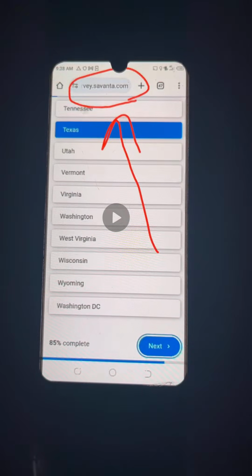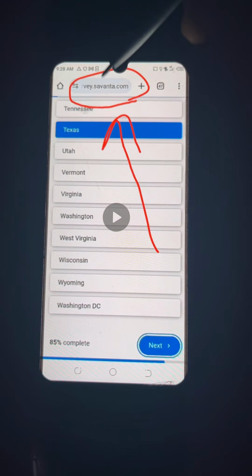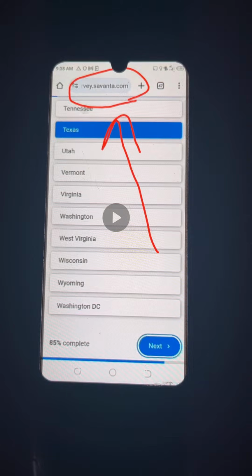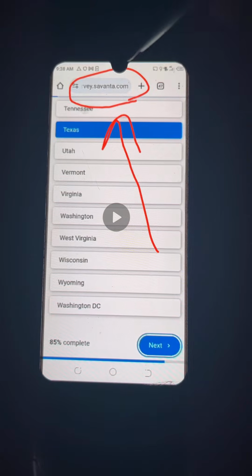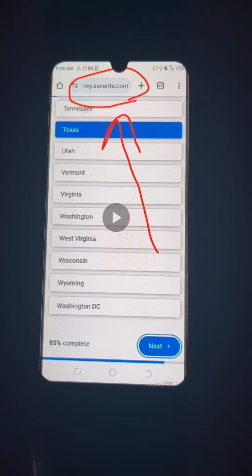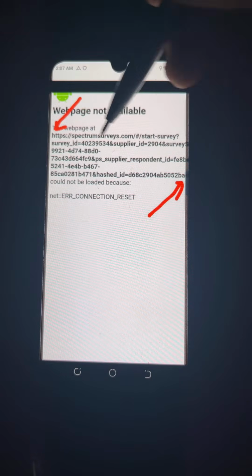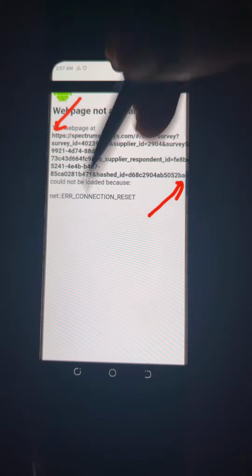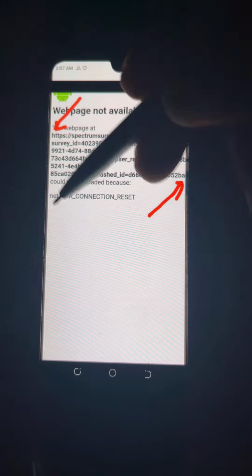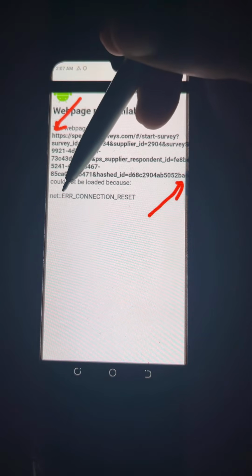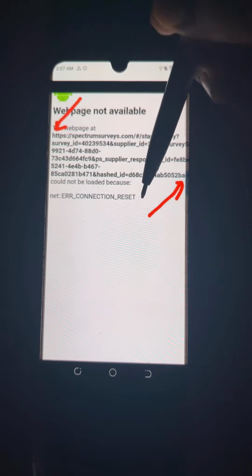But then let's come to this place here now. You can see I was redirected to this place, this Savanta. So how you can see your ID is through here. Now let me show you guys another thing. Sometimes another way to know your ID is when your page does not go and shows you an error. I can see down here ERR connection reset error.